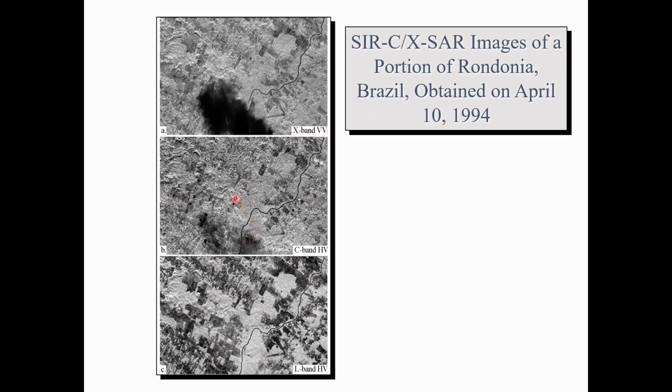Then this is the C band, with HV polarization. Then this is the L band. Now, there's some simple analysis you can see here. Ideally, the X band has the smallest wavelength, then the C, and then the L band. You can see that in the L band, you see more things.